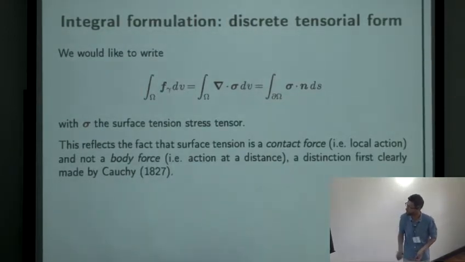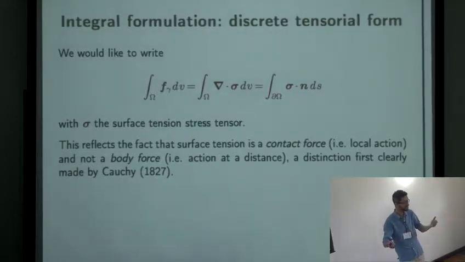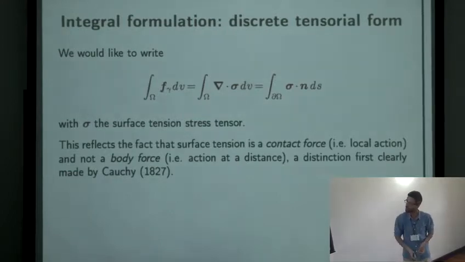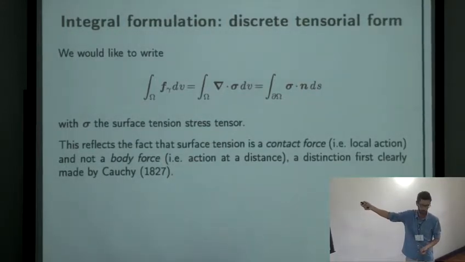That was first formulated by Cauchy, who made the distinction between body forces, so if you want action at a distance, and local forces, which are indeed contact forces, okay? So what you need to look for, in the formal sense, is the surface tension stress tensor. You can then re-express the integral as the integral on the control volume boundary of the stress tensor dotted with the normal to the boundary of the control volume, right?